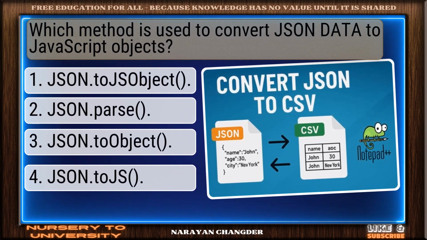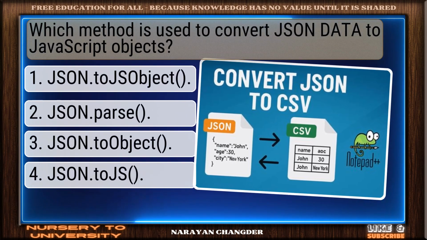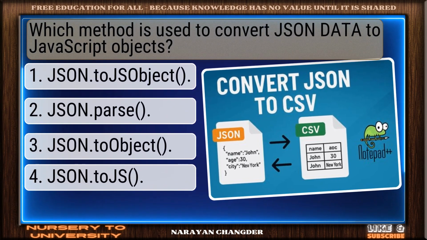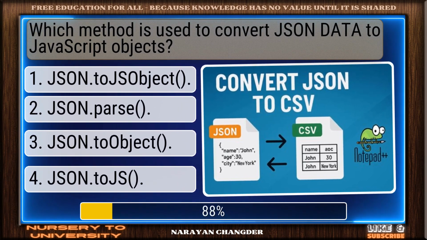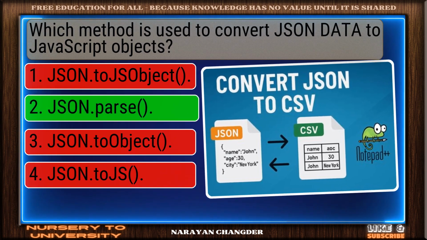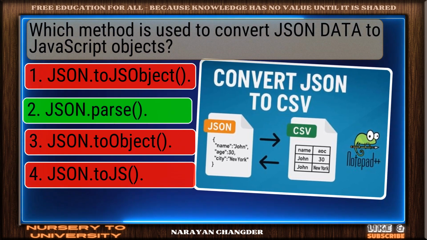Question number 15. Which method is used to convert JSON data to JavaScript objects? Sharp thinking. JSON.parse is the right choice.